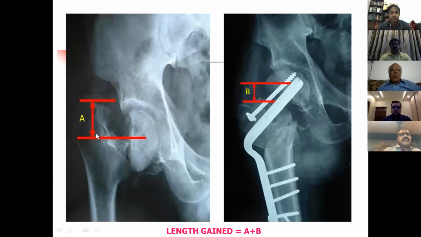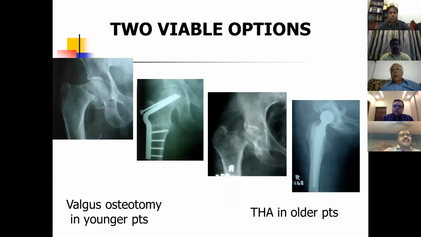And if this is a shortening, if coxa vara, you see the trochanter has gone up, you have to bring it to the level of the center of the head of the femur. This has gone down. So if A is the shortening, then A plus B is the gain in length by a Powell osteotomy. That's the beauty of this osteotomy, that limb length equalization can be achieved. The two options are left now.